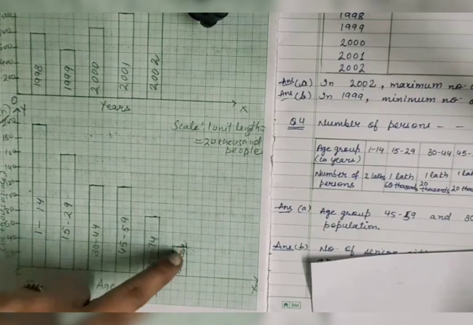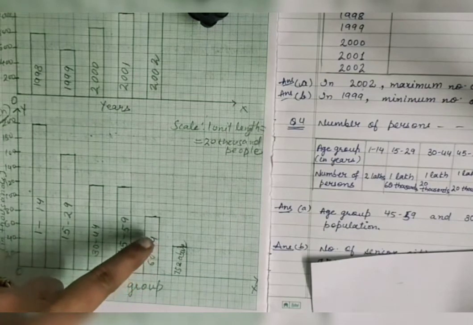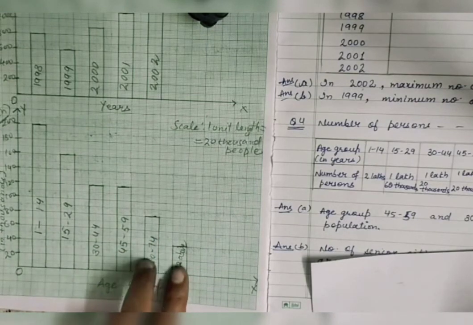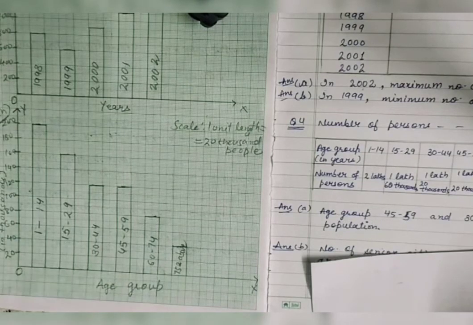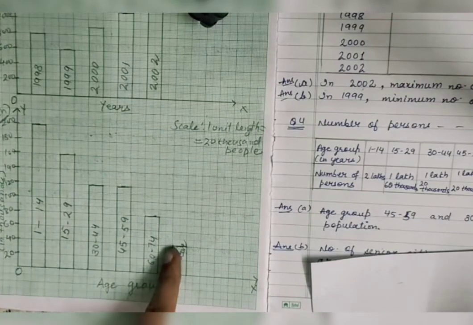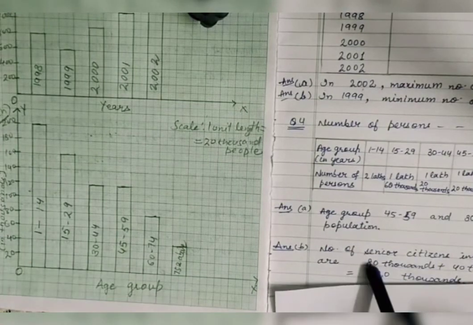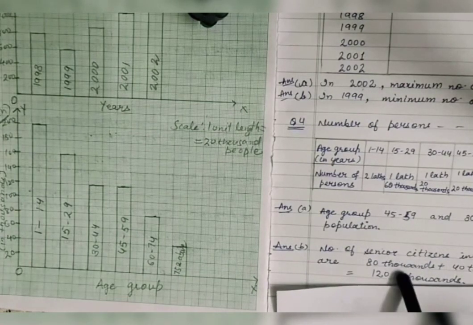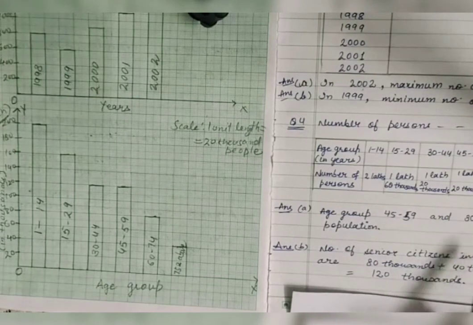The next question is, all persons in the age group of 60 and above are called senior citizens. So these are the senior citizens, and these are also the senior citizens. 60 and above means these two age groups show the senior citizens. How many senior citizens are there in the town? We need to add this and this. In this age group it is 80,000, and here it is 40,000. So we need to add them to tell the number of senior citizens. The number of senior citizens in the town is 80,000 plus 40,000, that is 120,000. So you can write the answer in this manner.